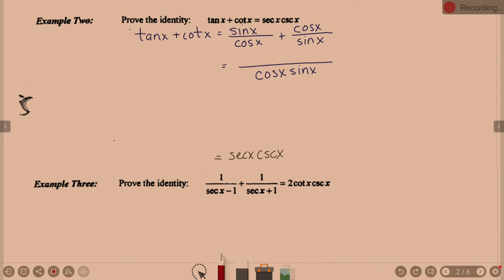Okay, first fraction. Currently has a denominator of cosine x. What is it missing from the common denominator? It's missing a sine x. So what do I have to multiply the numerator by? Sine x. What's sine x times sine x? Sine squared x. Carry down my plus. Second fraction. Currently has a denominator of sine x. What part of the common denominator am I missing? Cosine x. I multiply the numerator by cosine x. Cosine x times cosine x is cosine squared x.